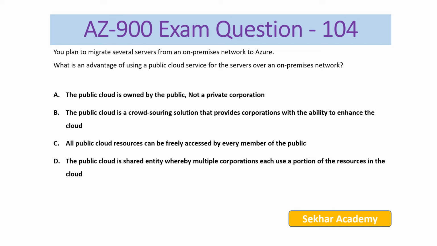You plan to migrate several servers from an on-premises network to Azure. So basically we have to consider the advantage of the public cloud, right? So here are the options. The right answer is D, the public cloud is a shared entity where multiple corporations each use a portion of the resources in the cloud. So the right answer is D.